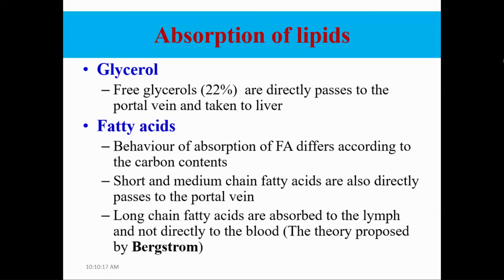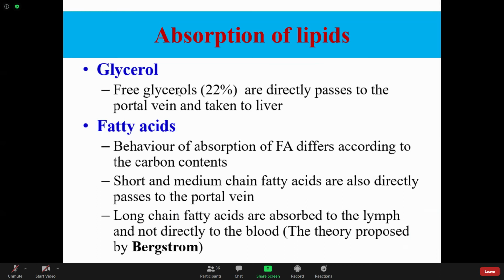So for the absorption, the free glycerol, which is produced during the digestion of dietary fats, is directly passed to the portal vein and taken to the liver. For the fatty acids, the absorption differs according to the carbon content. Those fatty acids which are short and medium chain, that means less than 12 carbons, are also directly passed to the portal vein.